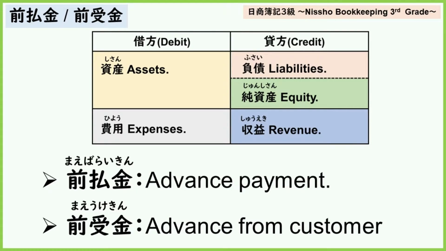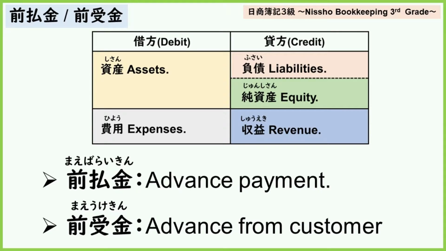On the other hand, it's easier to understand advance from customer from the perspective of the seller. When receiving an order for merchandise, the seller may receive some of the payment in advance. Since this obligates the seller to deliver the merchandise, it's treated as advance from customer. This is a liabilities account. Please note that these accounts are only used for merchandise transactions. There are transaction methods like this that allow for more secure merchandise trading by paying or receiving money in advance.